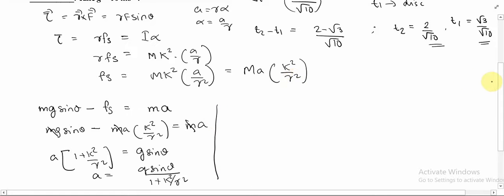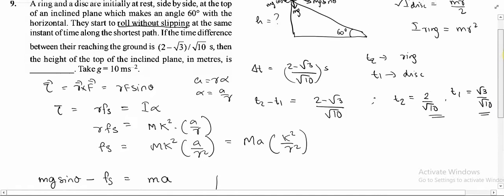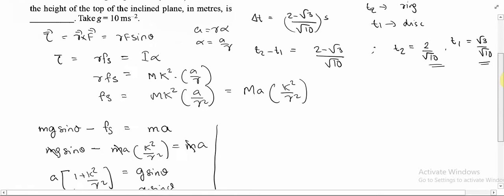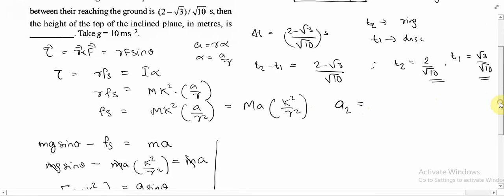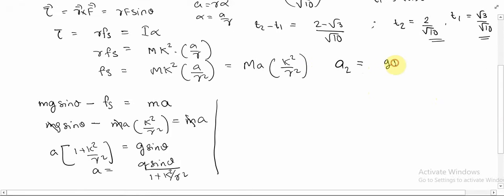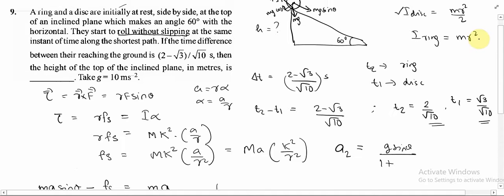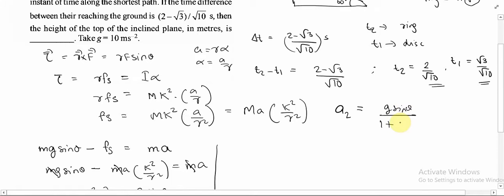Now we have to find separately the acceleration of the disk as well as the ring. First we can find the acceleration of the ring. So a2 is the acceleration of the ring. a2 is given by g sin theta divided by 1 plus k square, and in the case of a ring k square is r square. So this will be 1 plus r square divided by r square, so 1 plus 1, that is 2. So a2 will be g sin theta divided by 2.